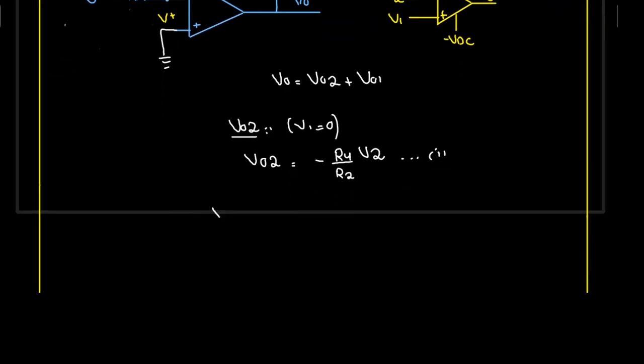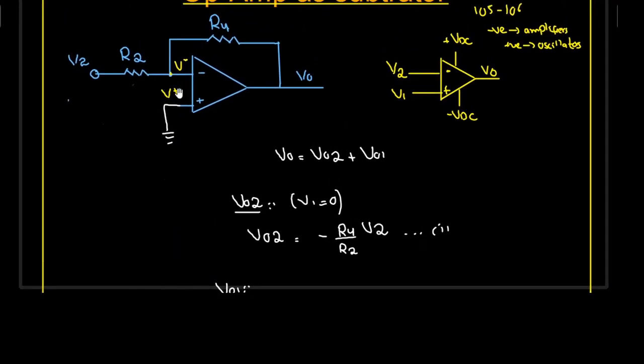So now we are also going to find VO1, and for VO1 I am going to redraw the circuit. I am going to quickly take the eraser and redraw the circuit. We have a resistance over here and a resistance over here, and this was my V1, and here the resistance was R1 and this resistance was R3, and we have a V plus over here.